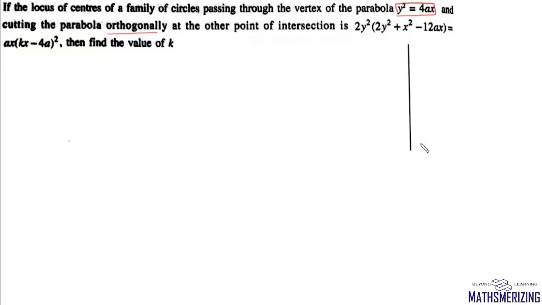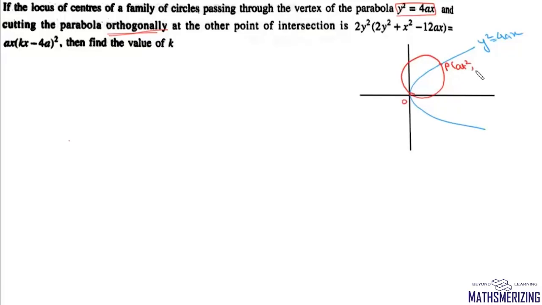So we have this parabola, which is y square equals 4ax, and then we have this circle which passes through the vertex, which is the origin, and which intersects this parabola orthogonally. So we'll draw this circle, and suppose it intersects this parabola at this point P, and the coordinate of this point P is say (at square, 2at). Now we need to find the locus of the center of this circle.